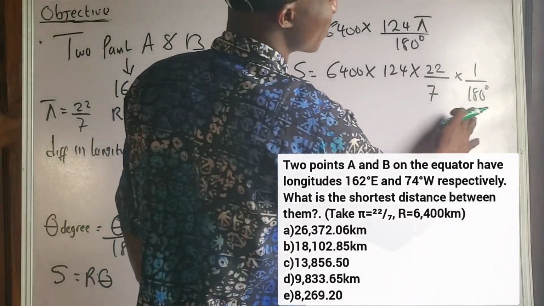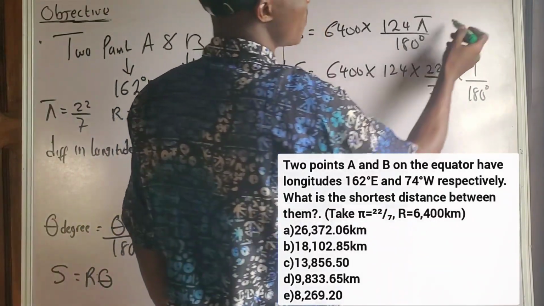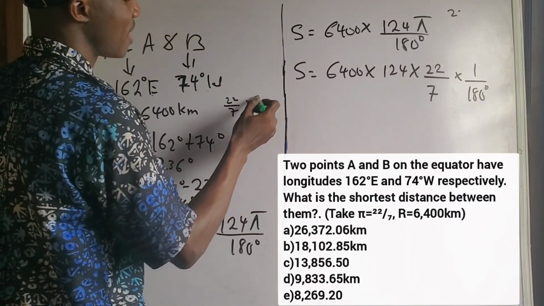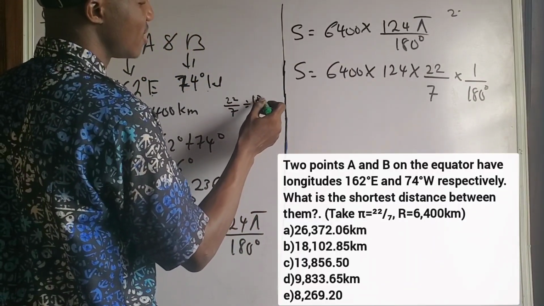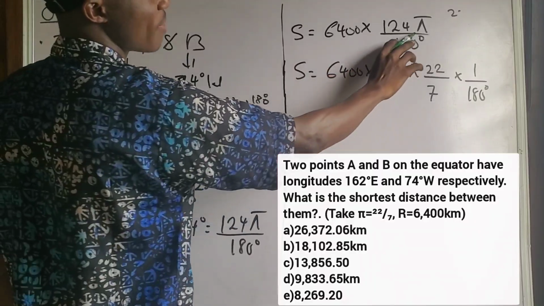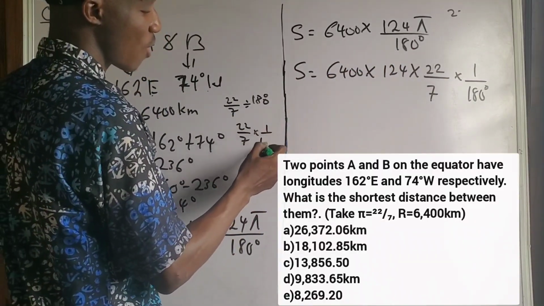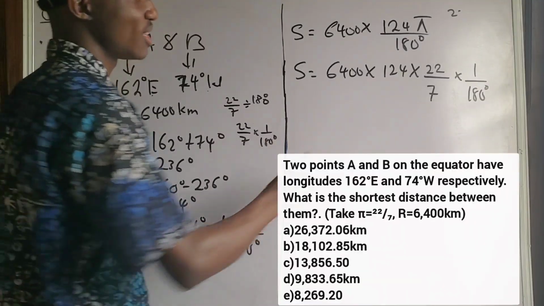Listen, if you are wondering how I got 1 over 180 degree, you know that pi is 22 over 7. 22 over 7 divided by 180 degree, that is the meaning of pi over 180 degree. So that will be 22 over 7 times 1 over 180 degree. Okay? So that's how I have this.